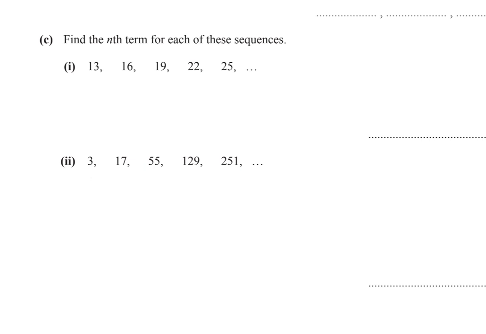2C, find the nth term of each of these sequences. For I, 13, 16, 19, 22, 25, add 3. And the first term 13, so the nth term 3n plus, go one step back, so 16, 13, then 10, because if you go back, subtract 3, so 3n plus 10.